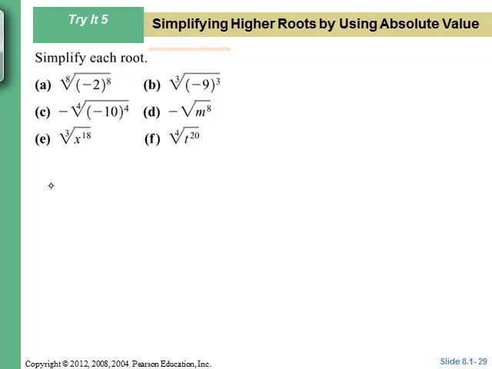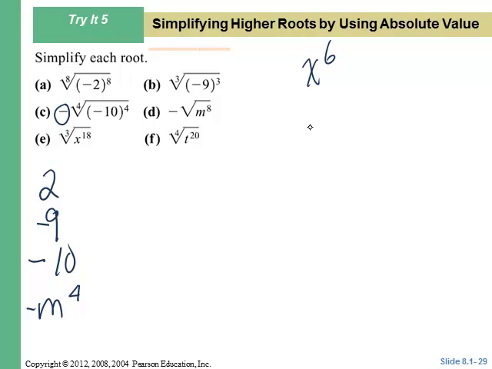Okay, you do these. A is 2. B is negative 9 because it's an odd power. C is negative 10 because this is a subtract sign. D is negative m to the 4th. E is x to the 6th. And F is t to the 5th.